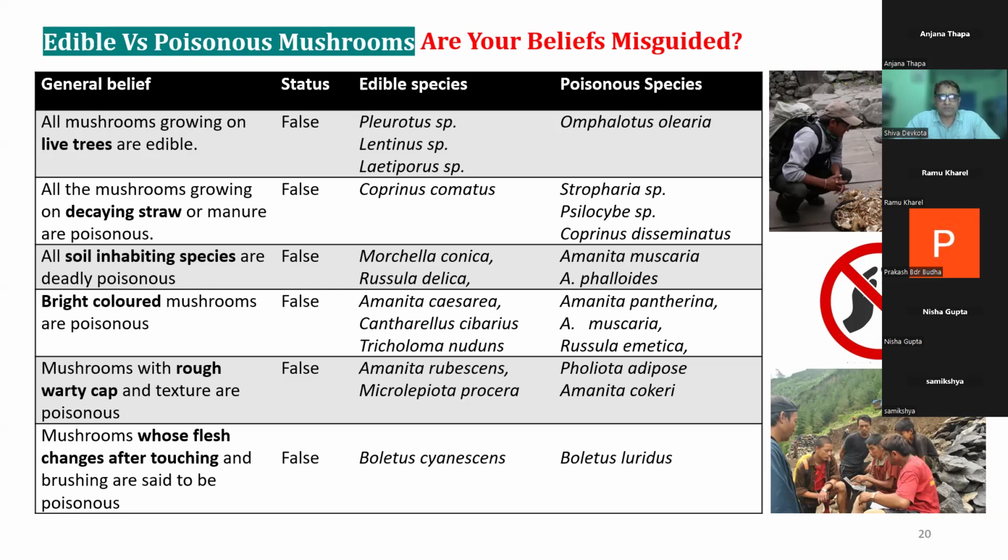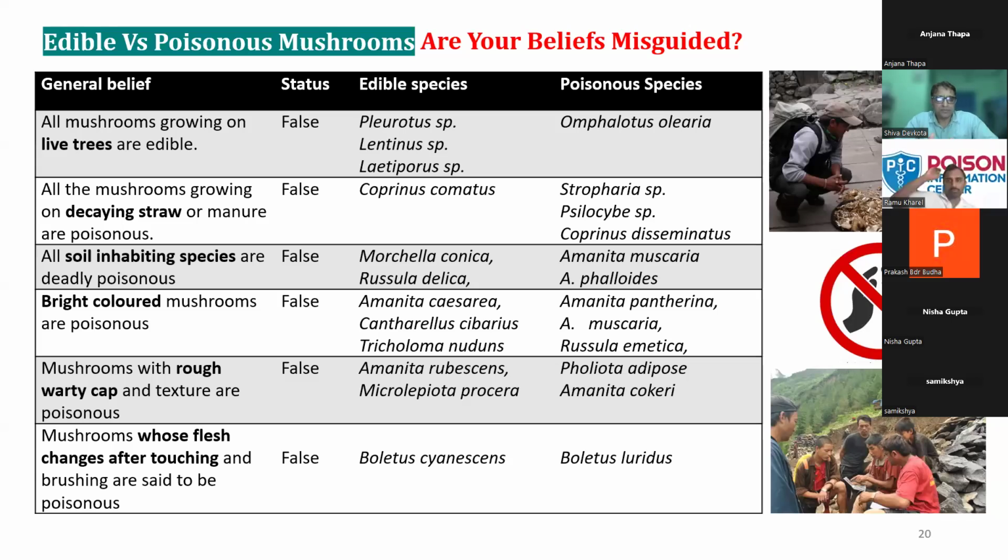But mushrooms like Omphalotus olearia also grow on living trees, and that is a poisonous mushroom. Some people believe that mushrooms growing on straw or manure are poisonous, but that is not true in all cases. And some people believe that soil-inhabiting species are deadly poisonous, but that's not the case.